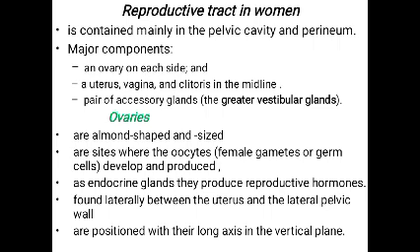Ovaries are almond-shaped and cyclic. They are sites where the oocytes, or female gametes or germ cells, develop and are produced. As endocrine glands, they produce reproductive hormones. They are found laterally between the uterus and the lateral pelvic wall, positioned with their long axis in the vertical plane.